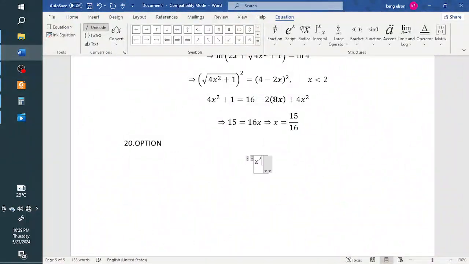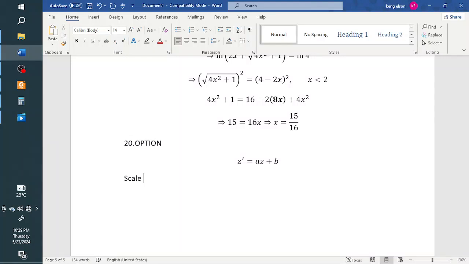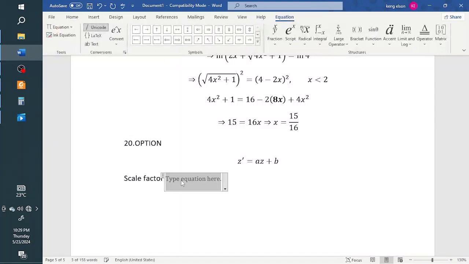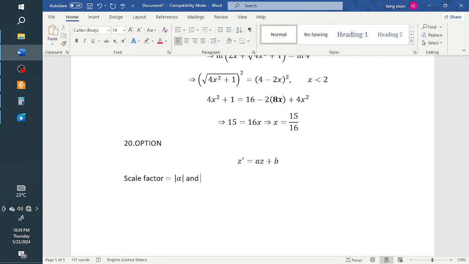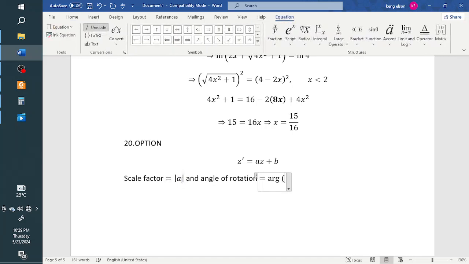Z prime is equal to az plus b. This is a general representation of all similarity transformations. A and b are complex numbers. The scale factor, I'll just talk about the scale factor here, is equal to the modulus of a, and the angle of rotation is equal to the argument of a as well.